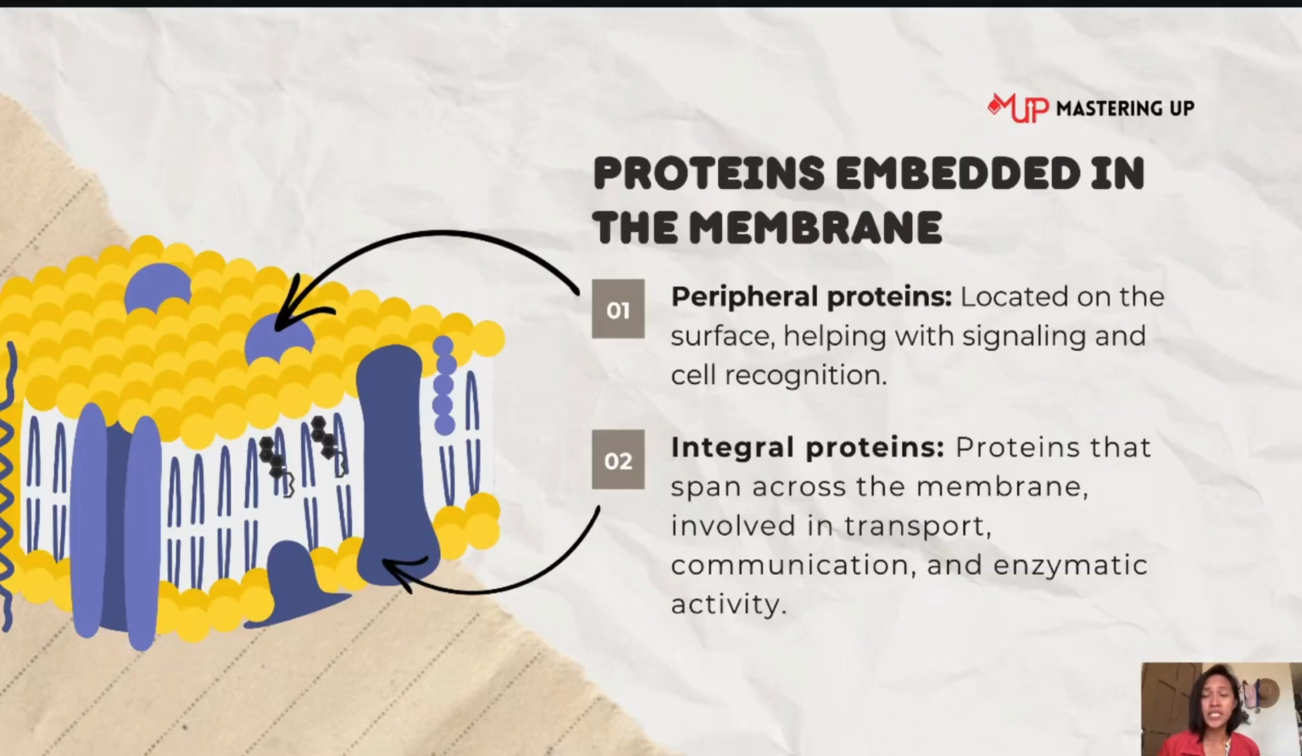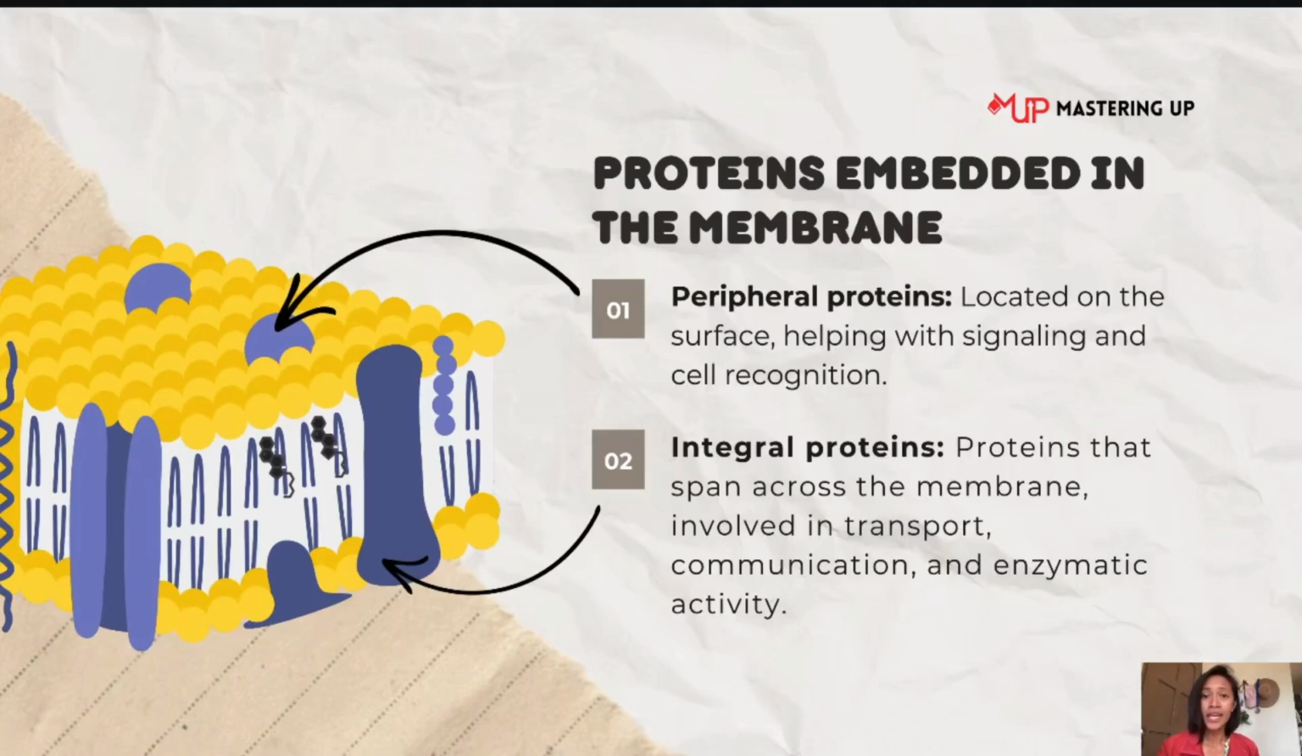But it's not just lipids in the membrane. There are also proteins embedded in this lipid bilayer. There are two types of proteins you need to know about. Number one is the peripheral proteins. These are found on the surface of the membrane, either on the inside or outside. These proteins help with things like signaling and cell recognition. For example, there are receptor proteins that detect signals from the outside, like hormones, and trigger a response inside the cell.